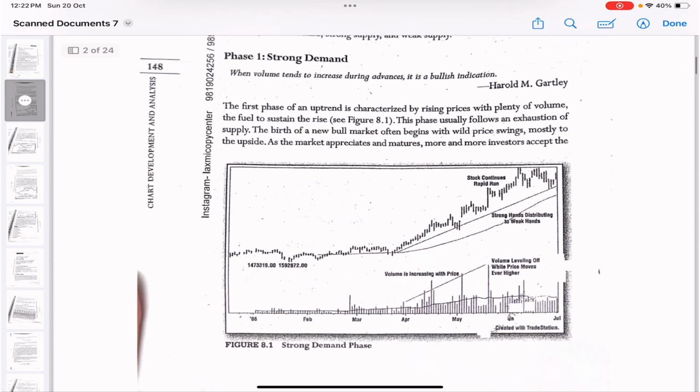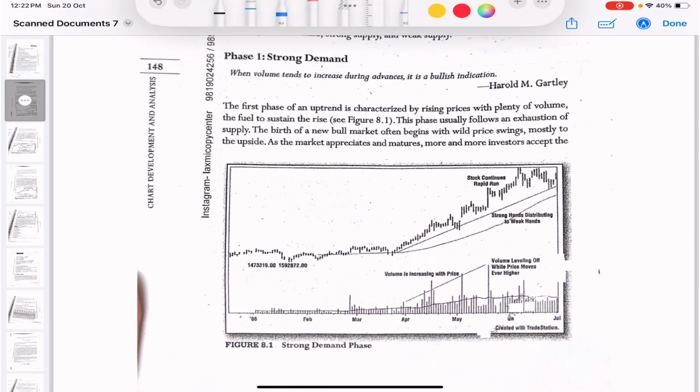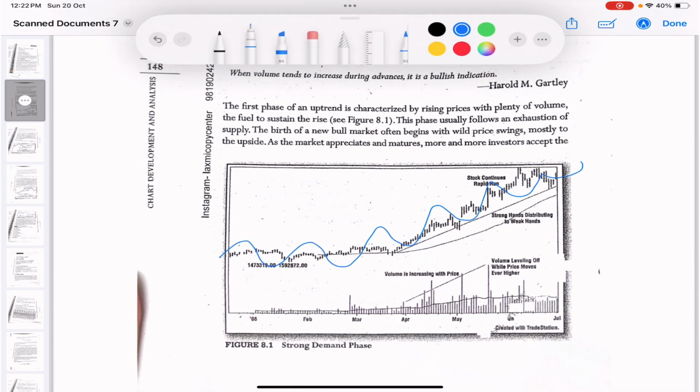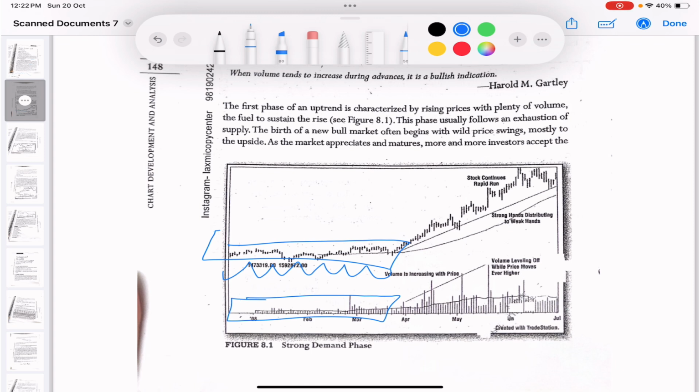Let's look at the image which is given over here, and you can see that this is the price, right? The price is continuously going up. When the price was in the accumulation phase, just oscillating in the same place, the volume was also mid. Suddenly, the moment the price started going up, the volume also started going up. So you can see that there are strong hands distributing to the weak hands, and the stock continues the run. You can also see here the volume leveling off while prices move higher. What is the scale?